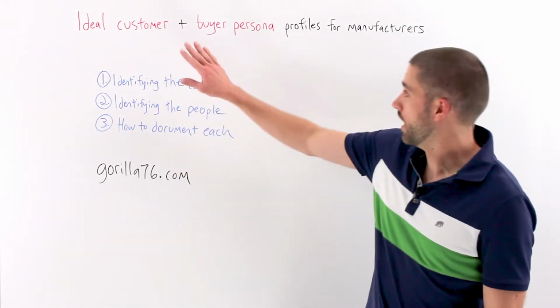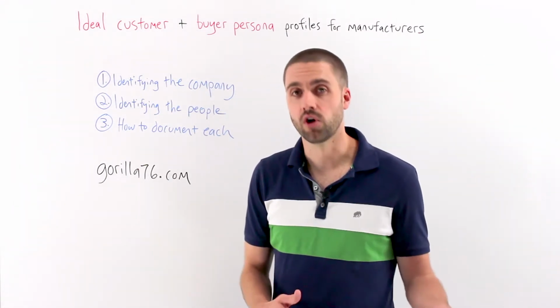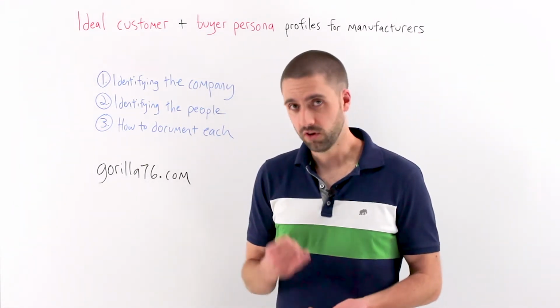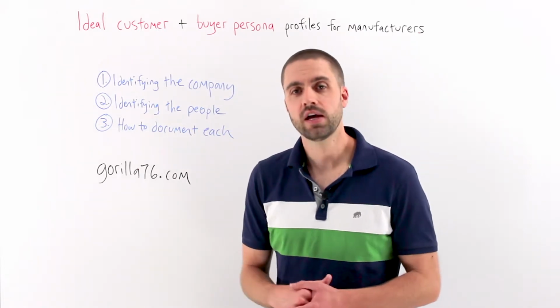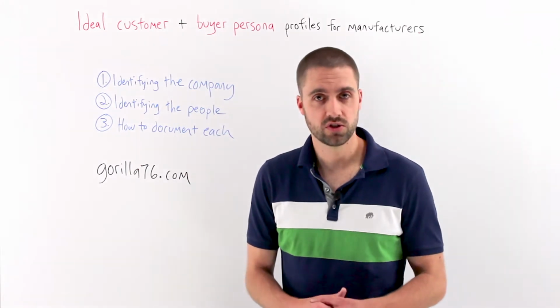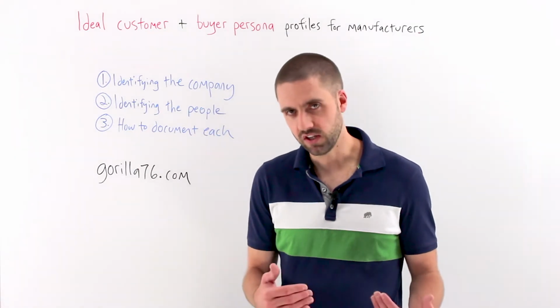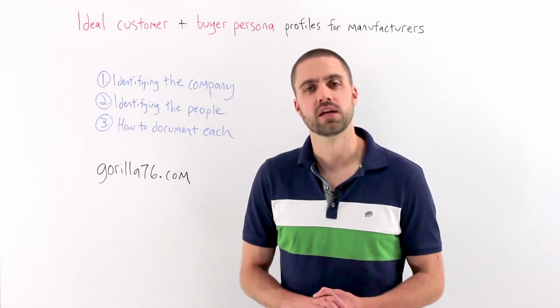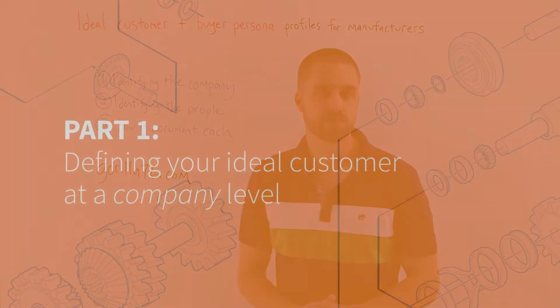In this video about ideal customer and buyer persona profiles, we're going to take a look at how to define your audience in a couple different ways. First, the types of companies that you're selling to, or your ideal customer profile. And second, the types of people at these companies that you need to reach, who would be your buyer persona profiles. After we take a look at each of these, I'm going to show you how to go about documenting each with your marketing and sales team. So let's jump over to my screen.